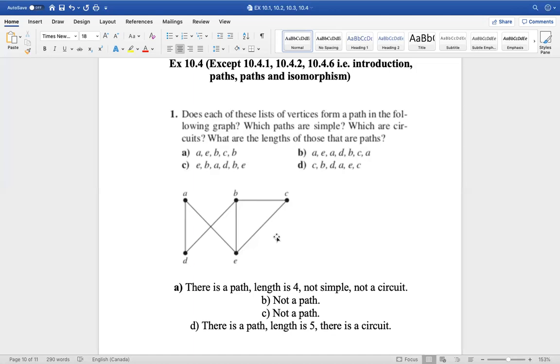Also, can you clarify why D is a circuit and why A is not? What's the difference between A and D? Right. In part D, we started with node C and we ended on node C. Therefore, this is a circuit. But in part A, we started with node A and did not end in node A, right? Okay, there's no loop. So therefore, this is not a circuit.